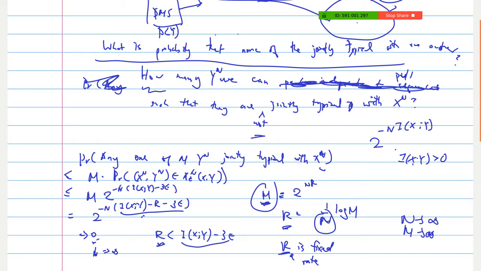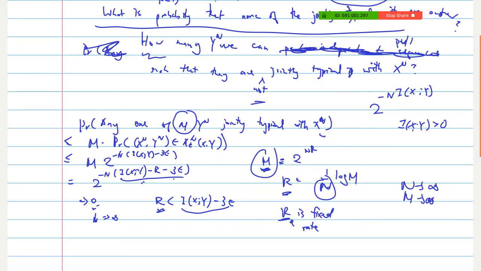So let's say we try to pull out m yn here from the source y, the discrete memoryless source like py. The probability that any one of these yn is jointly typical with xn will be bounded by a union bound: m times the probability that any one of the yn is jointly typical with xn. And this probability we just showed earlier is bounded by 2 to the minus n I(X;Y) minus 3 epsilon, right? Therefore, if we define m as 2 to the n r, or in other words, define r as 1 over n log m, then we substitute into that, and the probability is bounded by 2 to the minus n times I(X;Y) minus r minus 3 epsilon.